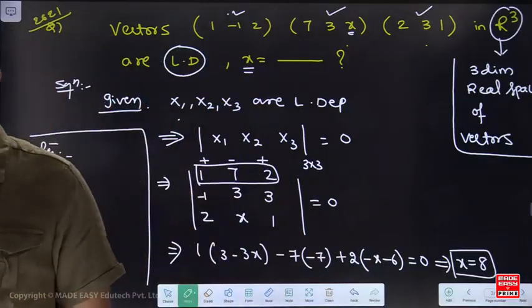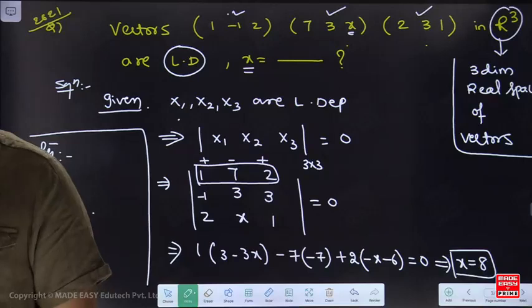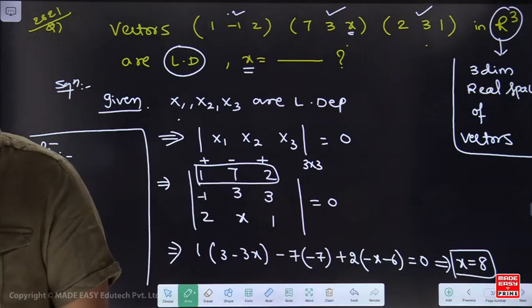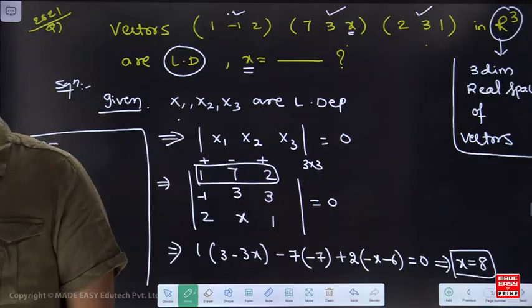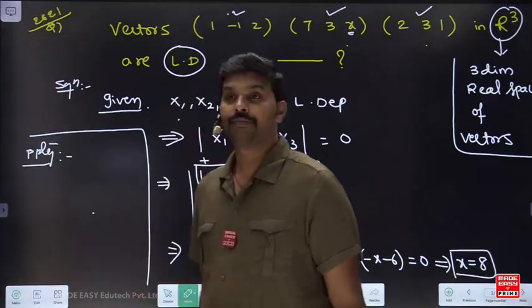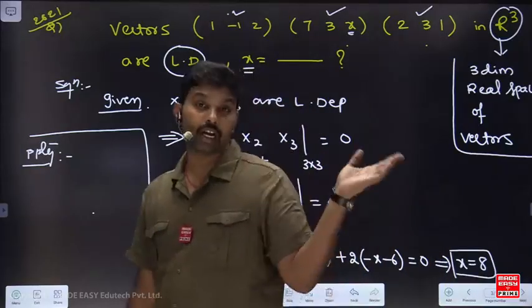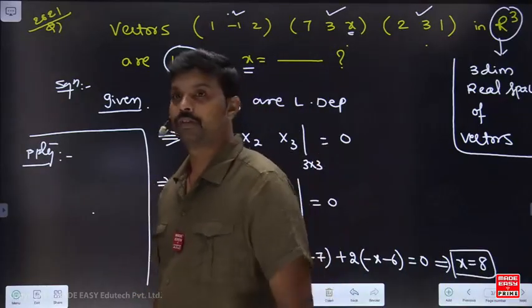Renuka is asking, can the sequence of x1, x2, x3 be changed and get the same results? Yes, why not? You will get the same answer because the other side it is equal to 0.